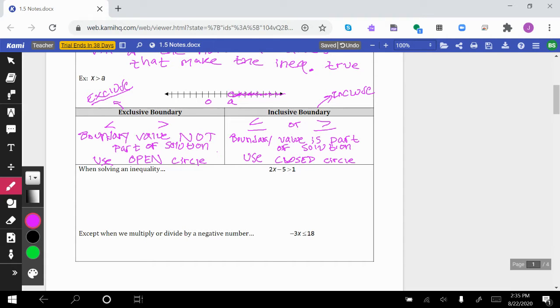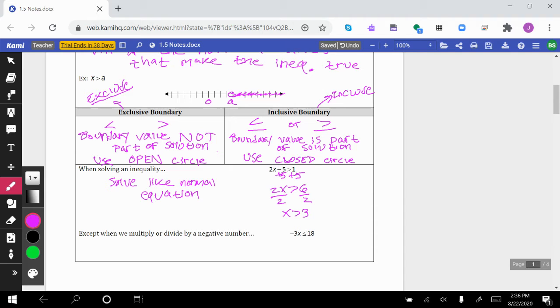When solving an inequality, we're going to solve it like a normal equation. Let me show you what that looks like. We have 2x minus 5 is greater than 1. Just like a normal equation, we're going to add 5 to both sides. So we get 2x is greater than 6. And we're going to divide by 2, and we're left with x is greater than 3.